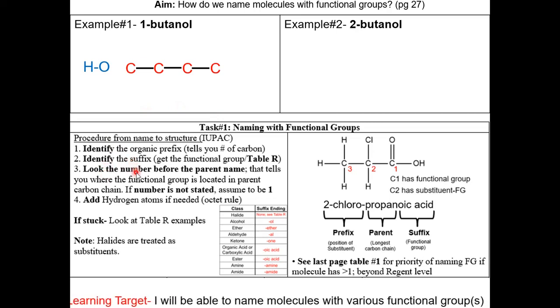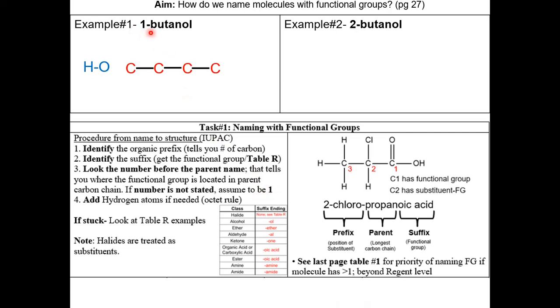Step 3, look at the number before the parent name. That tells you where the functional group is located in the parent carbon chain. If the number is not stated, assume it to be 1. In example 1, the alcohol is on carbon 1. If we look back at this example, there was no number in front of propanoic acid. It is assumed to be 1. As seen in the structural formula, the organic acid is on carbon 1.